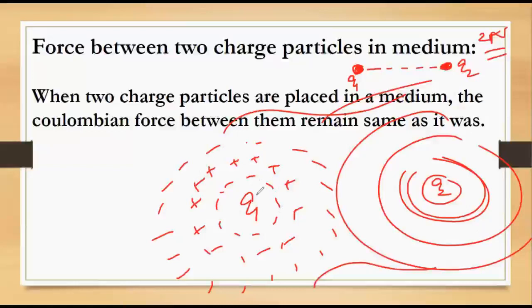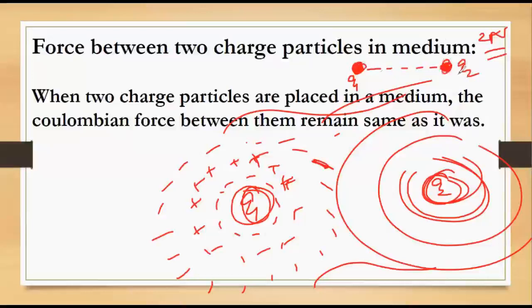Now you see, initially when there was no medium, Q1 was given a force only by Q2. But now Q1 will be given a force by all the charges in the vicinity. Q2 will give, this positive charge will give, this negative charge will give, this positive charge will give. An infinite number of charges are there in different directions. So a medium means a collection of lots of charges, and all will give force. Hence Q1 will get a net force, and Q2 also will get a net force.